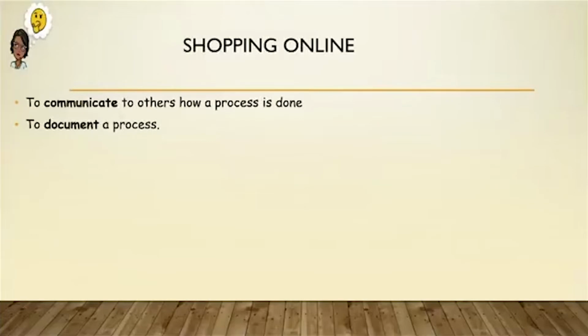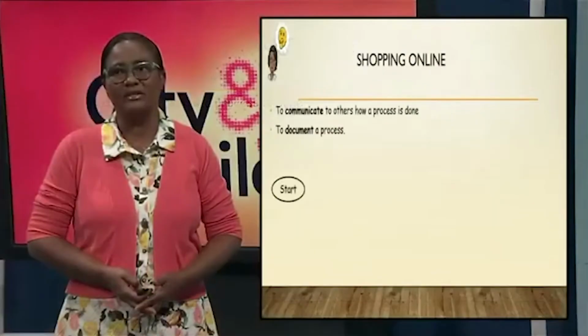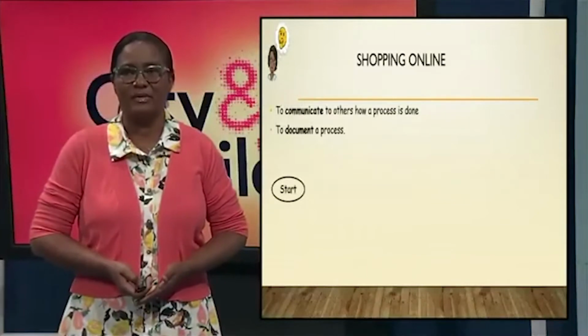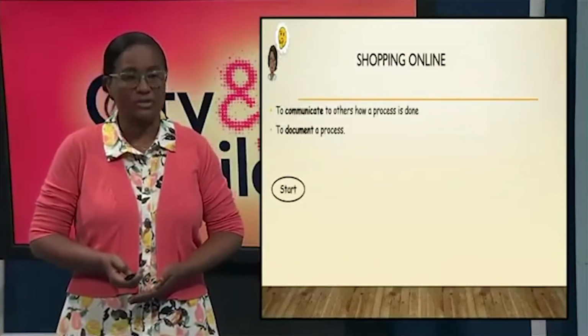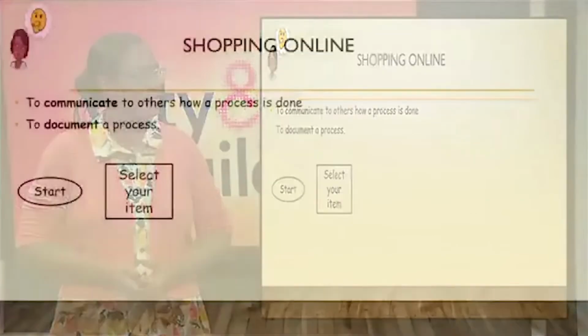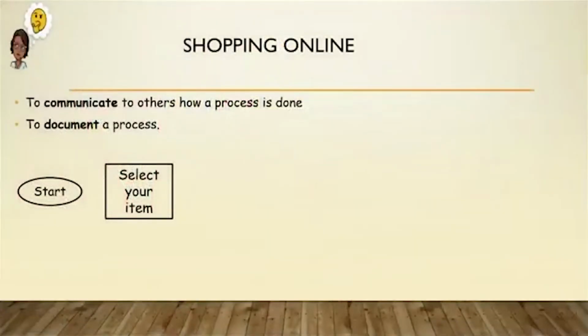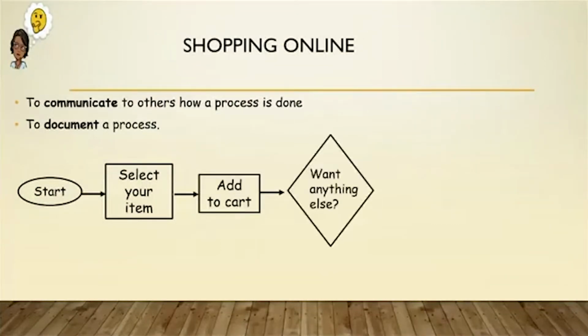So, have you ever tried to shop online? Here we are trying to communicate to others how a process is done, and we want to document what we are doing. So your supplier, the person you're buying from, might want to document the process and want to communicate to you how the process is done. So we start. You select your item. So we need some arrows to say that we are going from start, selecting the item. And then once you've selected your item, you add it to your cart. Then a decision. Do you want anything else? Notice the diamond.